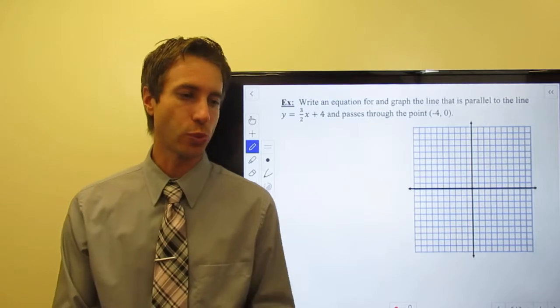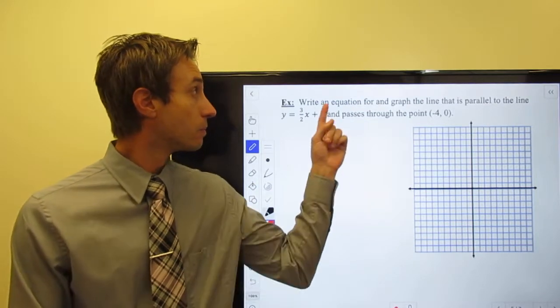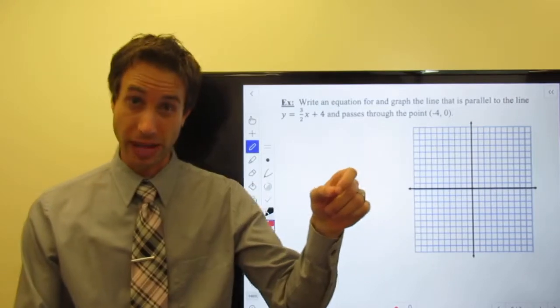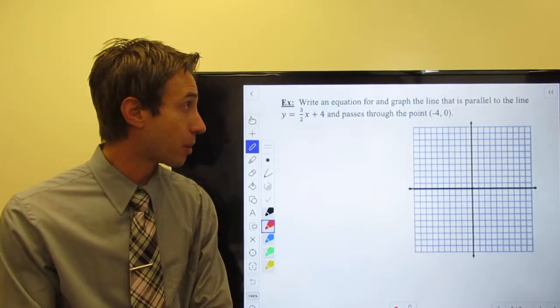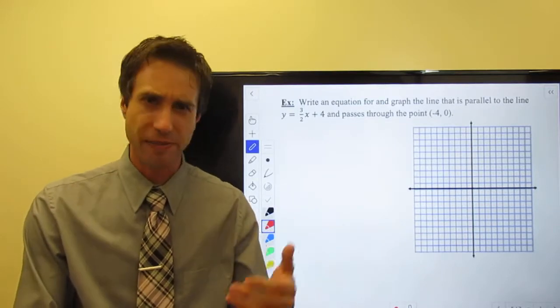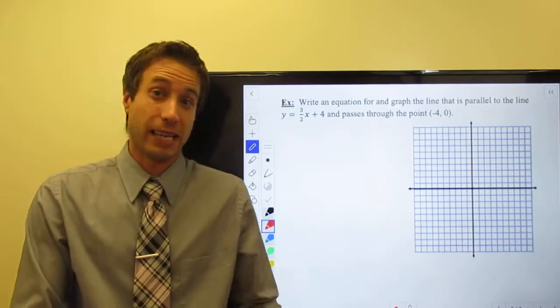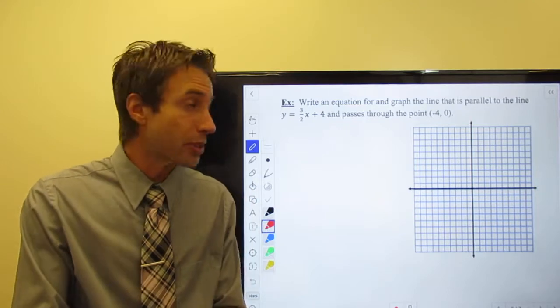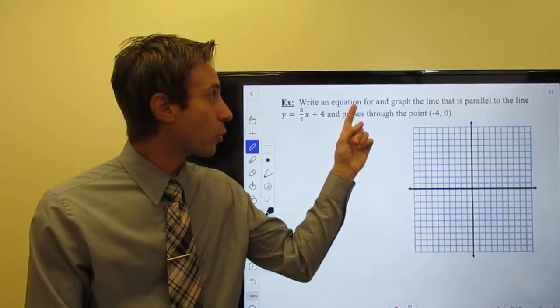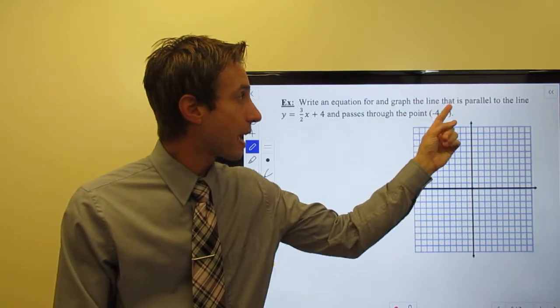Again, what we're doing is writing the equation of parallel and perpendicular lines. I'm also having you graph, because graphing is a big deal in algebra, and any chance I get to do algebra with you, we're going to do it. So here we go.